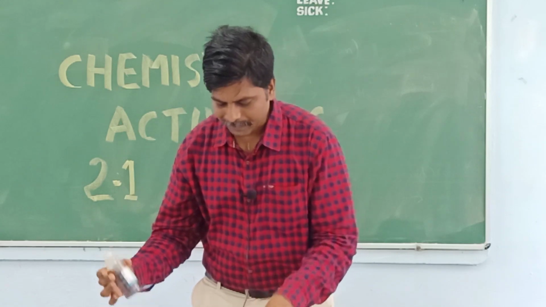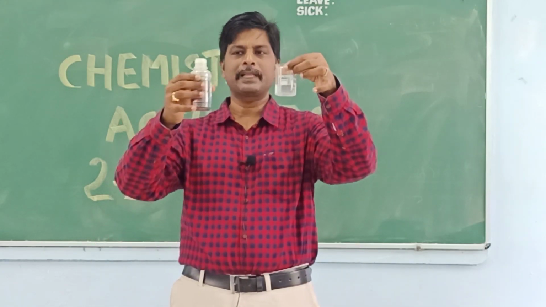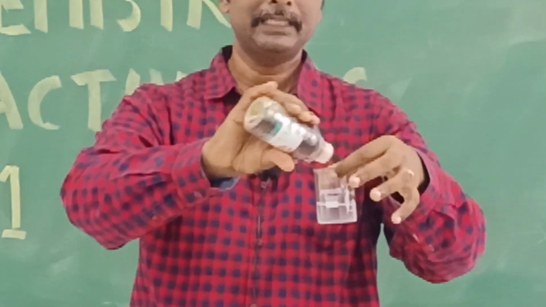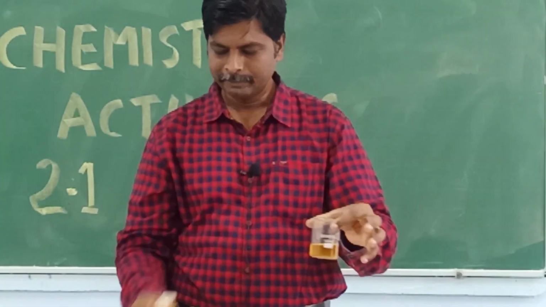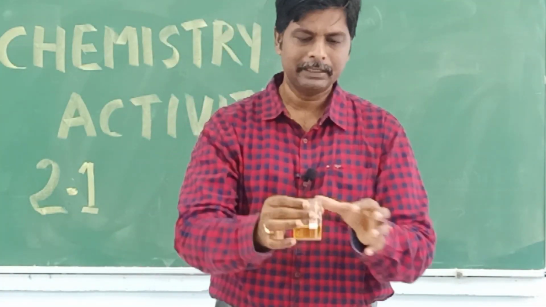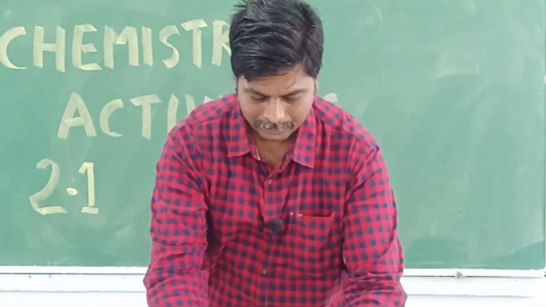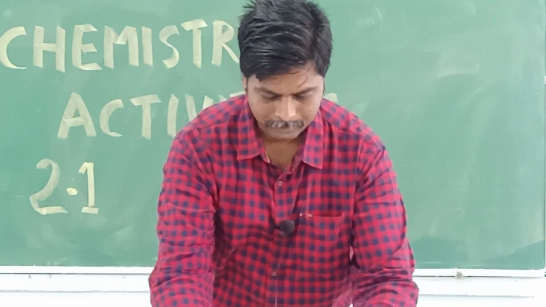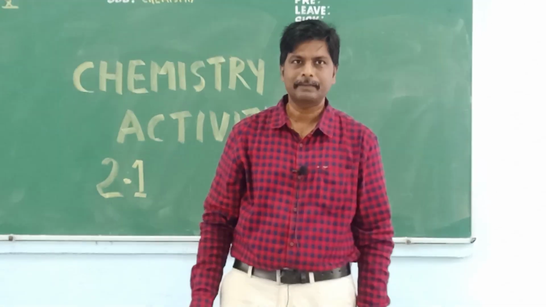Phenolphthalein is over. Next, methyl orange. Methyl orange is added. You can see which color is formed: methyl orange with base gives yellow. So you see yellow color in this one. Okay, that is about activity 2.1.